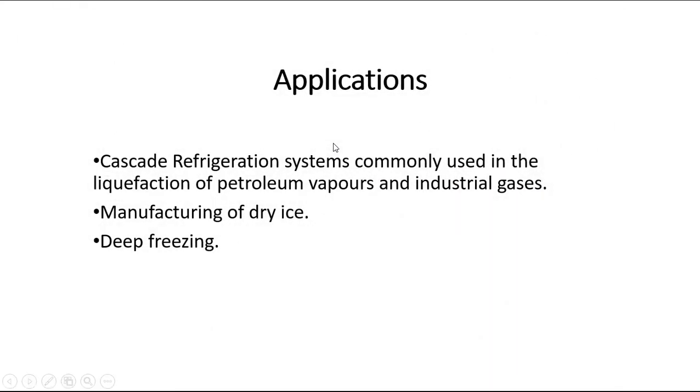Now applications. Cascade refrigeration systems are commonly used in gas liquefying plants, like for petroleum gases and industrial gases. Another application is in the manufacturing of dry ice. Also it is used for deep freezing.